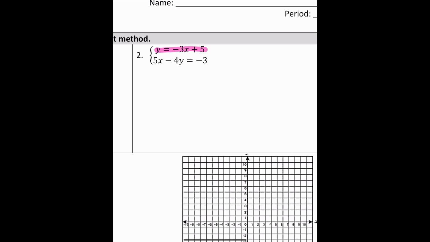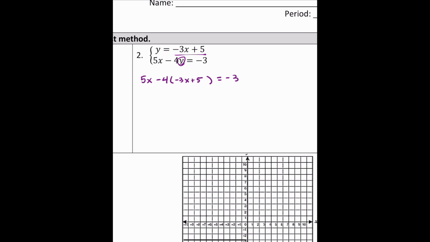I can replace this y with this expression, okay? So what I'm going to do is I will write 5x minus 4. Then remember, I'm replacing this y with this expression. So I'm going to include the parentheses, then input the negative 3x plus 5 inside, and then we'll finish this off with equals negative 3.